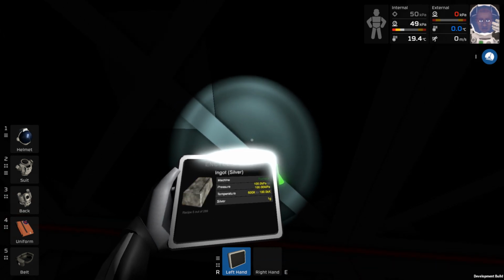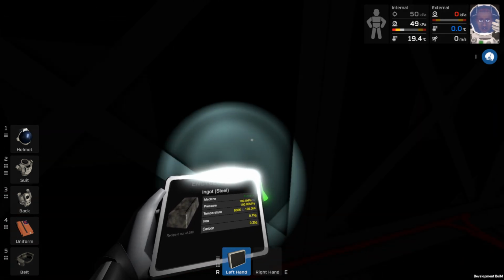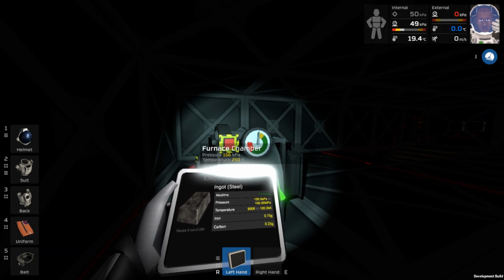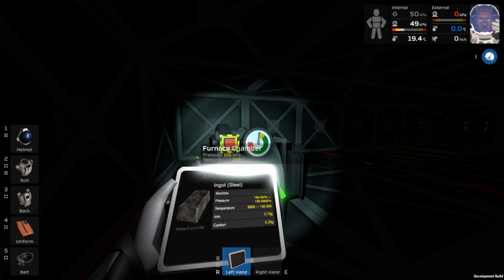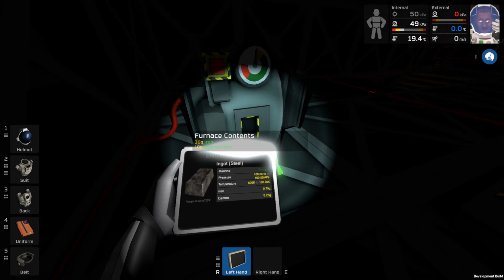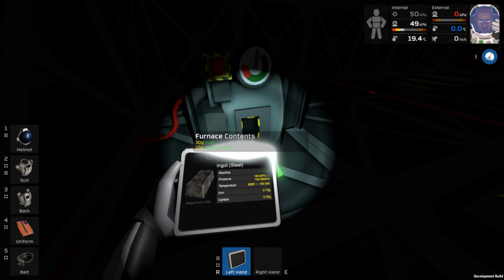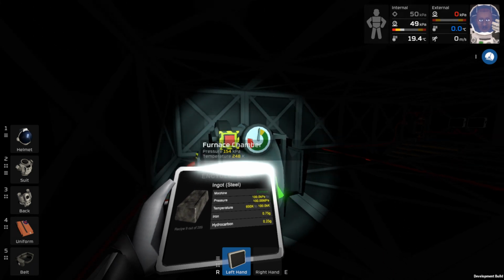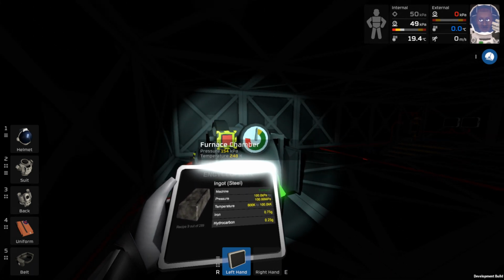I'm sure it's one of the lower numbers. Steel, I need 100 kPa. Okay, we've got that. And 600 to, what happens if I just, okay, I've got 30 grams of iron and 10 grams of hydrocarbon. Okay. But I need more temperature in it.